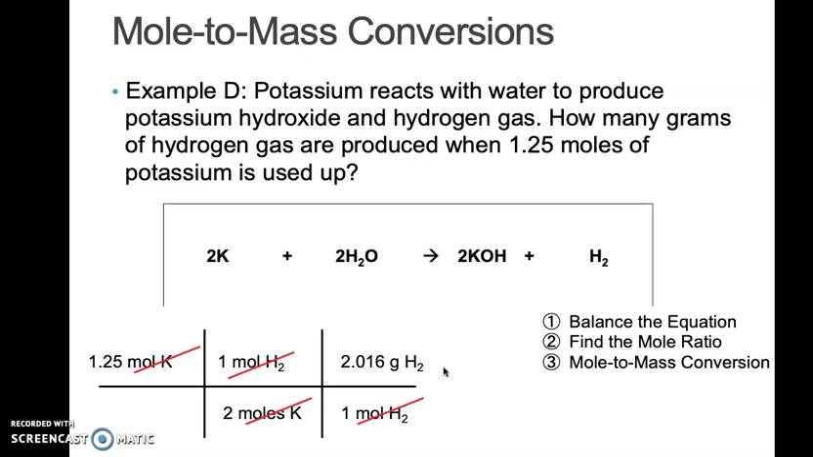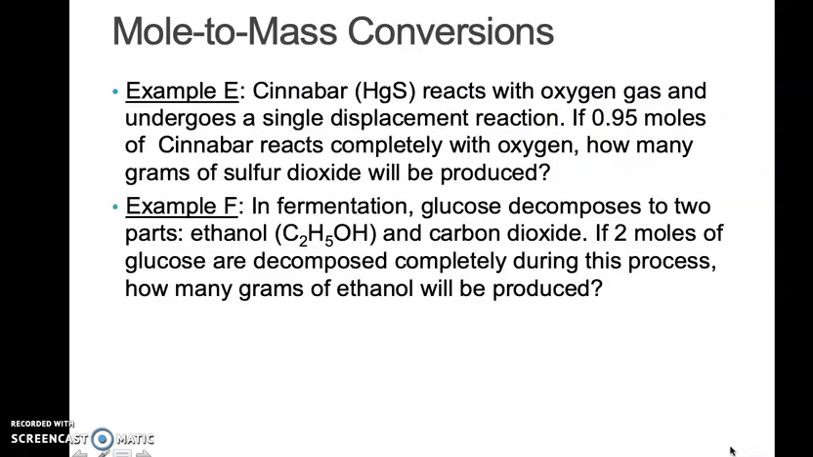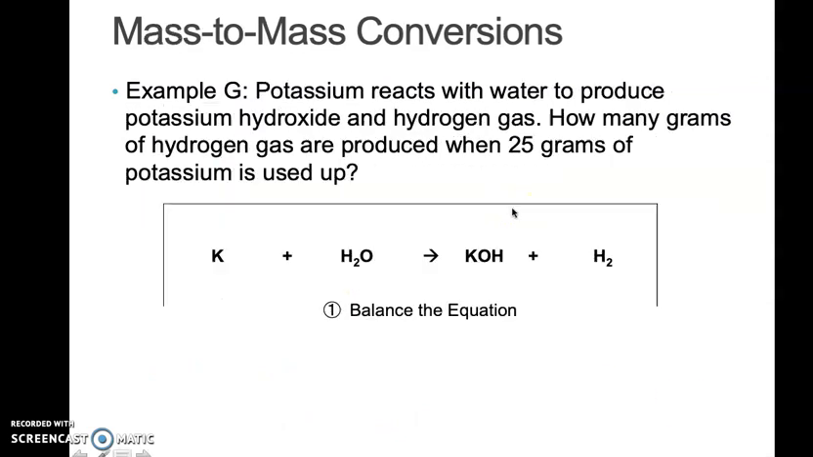Okay, now we could do some simple math. 1.25 times 1 times 2.016 divided by 2. We get 1.26 grams of hydrogen. So how many grams of hydrogen gas are produced when 1.25 moles of potassium are used up? It's going to be 1.26 grams of hydrogen. That's how much we would predict. These are all mole to mass conversions, okay? And here are some more examples if you'd like to do those.